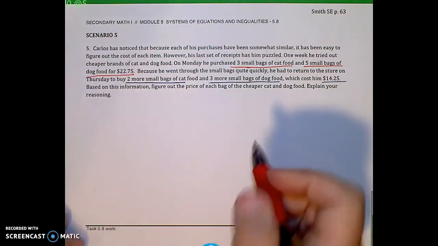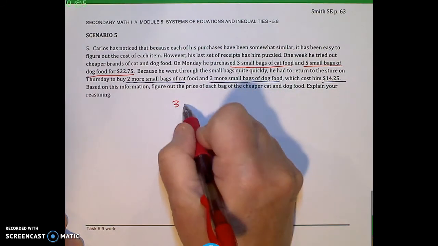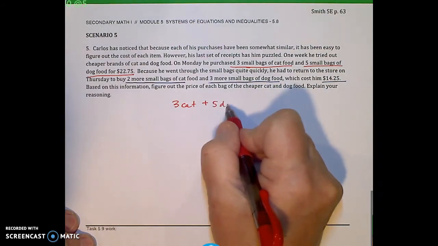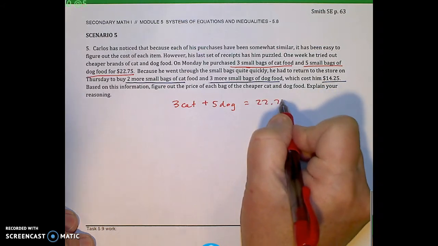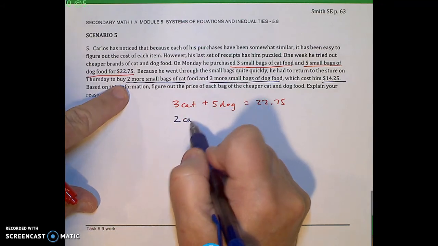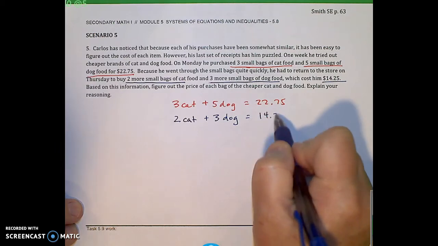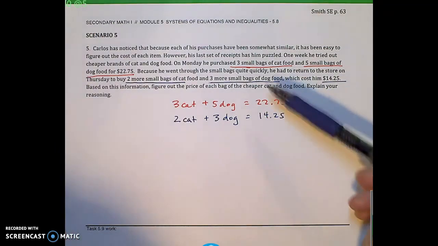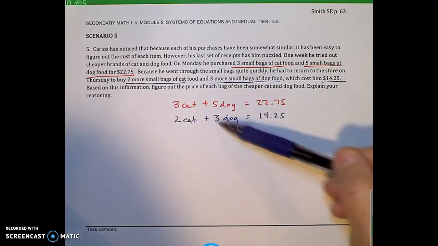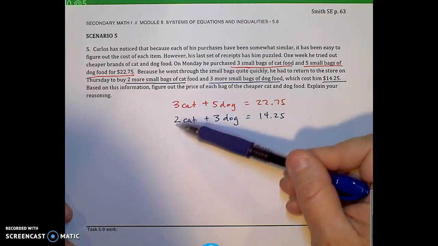So I'm going to start out with, I'm going to say 3 bags of cat food, plus 5 bags of dog food was $22.75. That's my first scenario. My second scenario was 2 bags of cat food and 3 bags of dog food, and that was $14.25. So in this case, if we use the technique we did earlier where we just subtracted or, like eliminated either the dog food or the cat food, you could see that there was just an increment of 1 here.